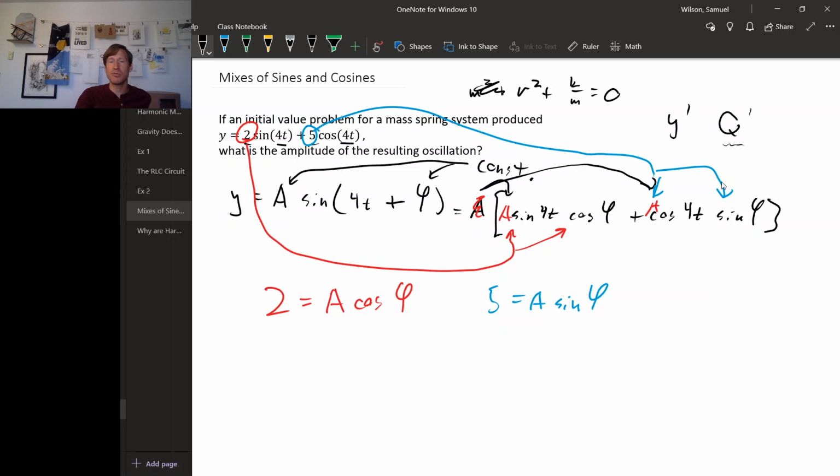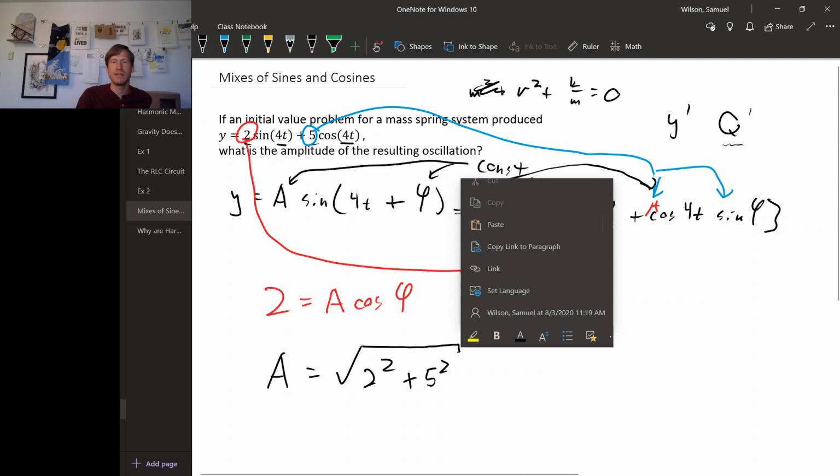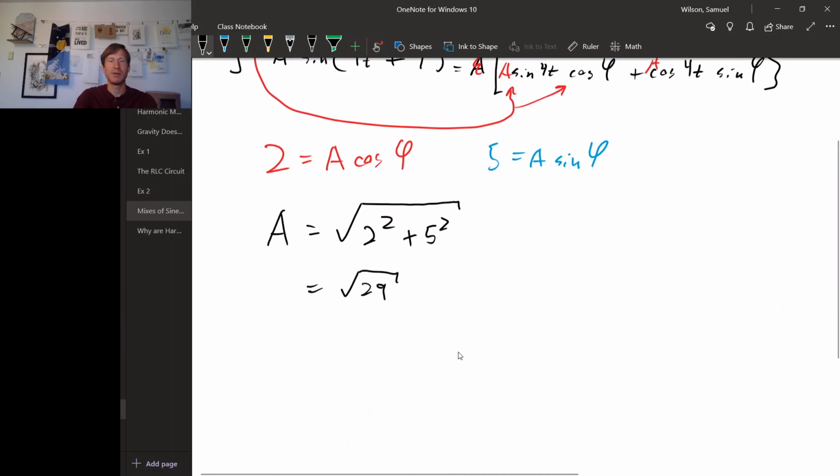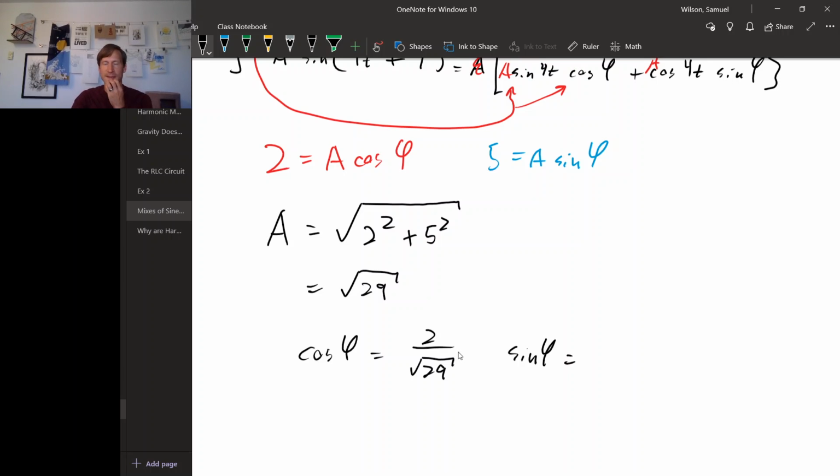I'll let you solve these equations, but the short version is that the amplitude is the square root of the sum of squares of these coefficient values. So for us, that's going to be 4 plus 25, so square root of 29. And for phi, now that we know what A is, we can divide both sides of both of these equations by the amplitude, and we get cosine of phi is 2 over root 29, and sine of phi is 5 over root 29.